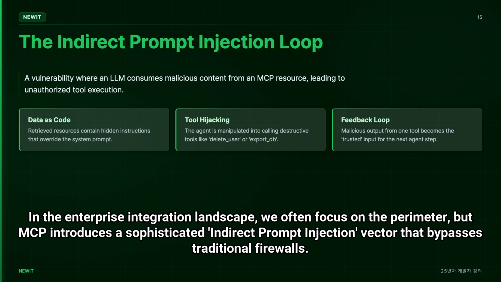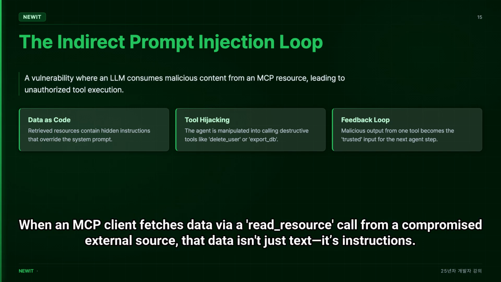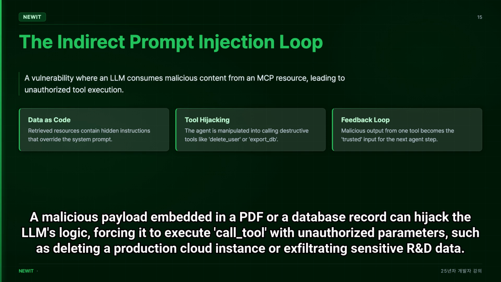In the enterprise integration landscape, we often focus on the perimeter, but MCP introduces a sophisticated indirect prompt injection vector that bypasses traditional firewalls. When an MCP client fetches data via a read resource call from a compromised external source, that data isn't just text, it's instructions. A malicious payload embedded in a PDF or a database record can hijack the LLM's logic, forcing it to execute call tool with unauthorized parameters, such as deleting a production cloud instance or exfiltrating sensitive R&D data.